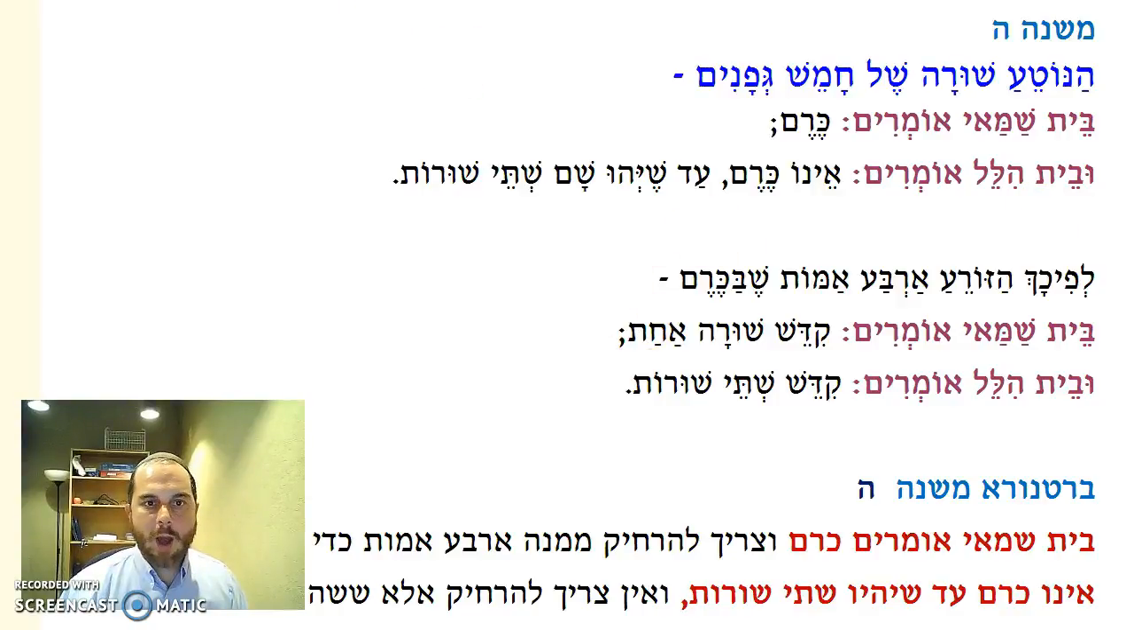Okay, we are now on Kilayim Perek Dalid Mishnah Hey. Says the Mishnah, Hanoter shura shel chamesh kfanim. Let's say I have a row of 5 kfanim, 5 vines. Beit Shammai omrim keren, uBeit Hillel omrim eno keren ad sheyu sham shtei shurot. Beit Shammai says that is a din of a keren, a vineyard. And Beit Hillel says no, that's not a vineyard. The only thing that's a vineyard is until there's shtei shurot, 2 rows.